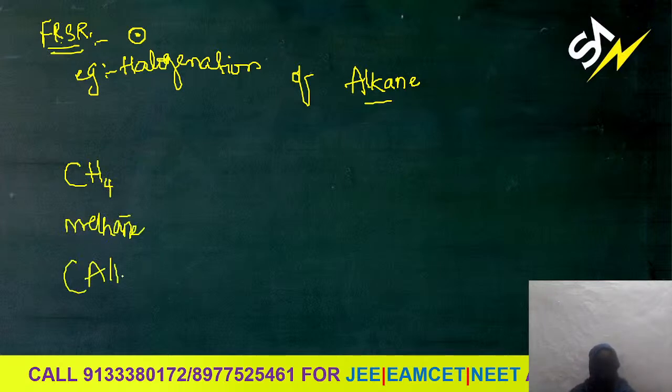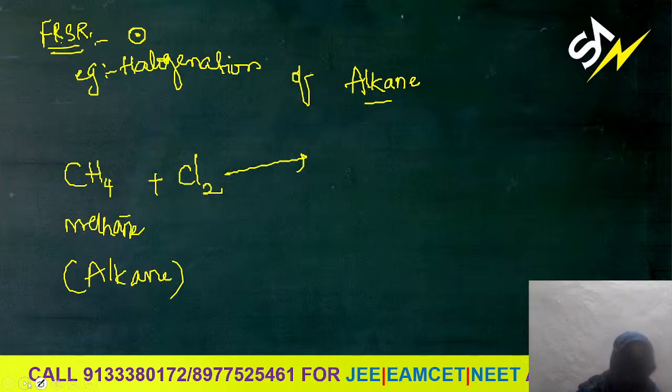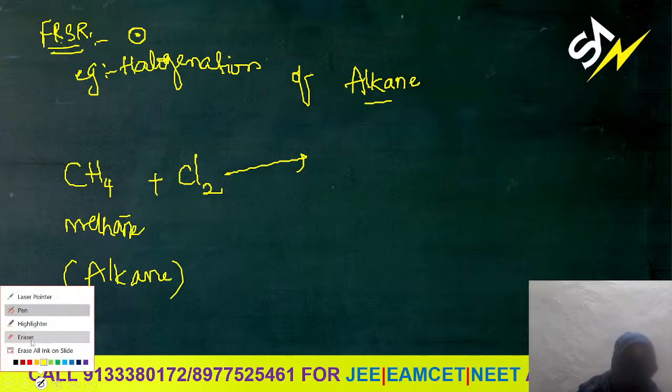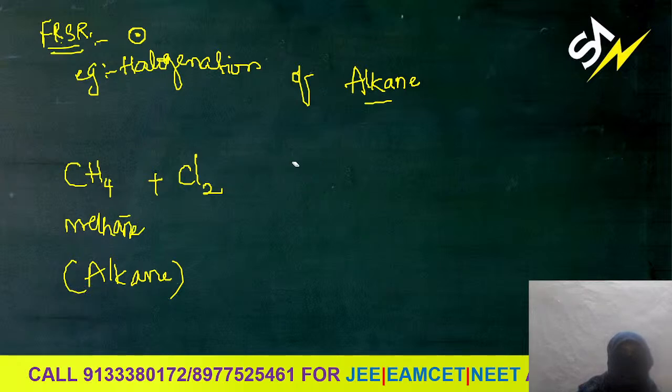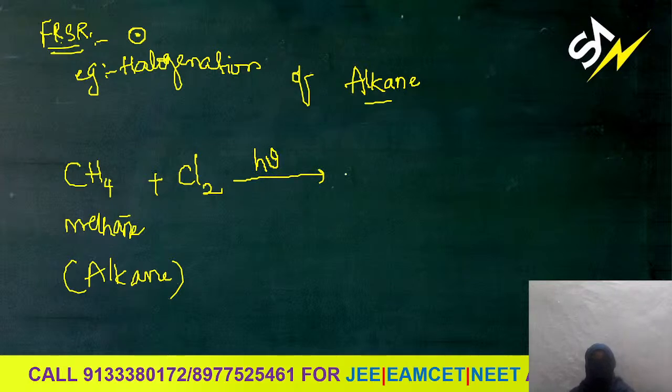This is an example of alkane. Halogenation means you should treat with halogen. Any of the halogen you can use, like chlorine I'm using. And please remember that alkanes won't easily react. Hence, we should use high temperature and pressure. That's why above the arrow you should put higher temperature, pressure, or you can even use the sunlight, which is a source of high temperature or heat.